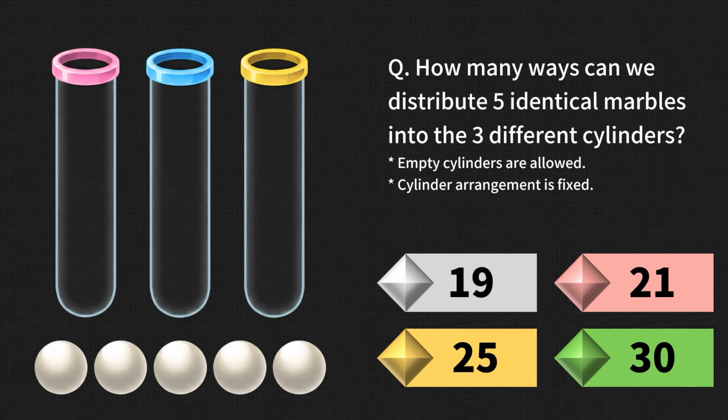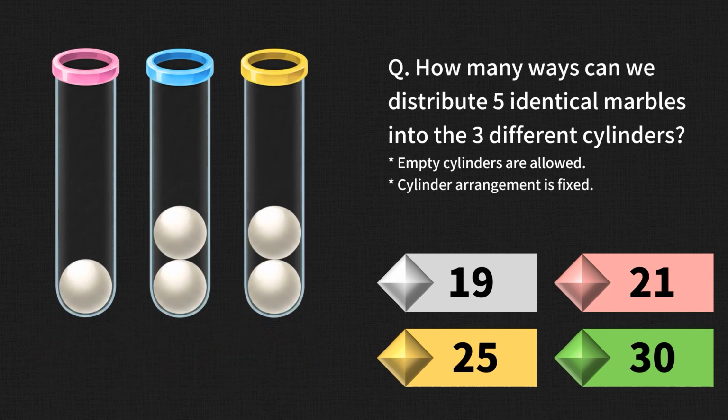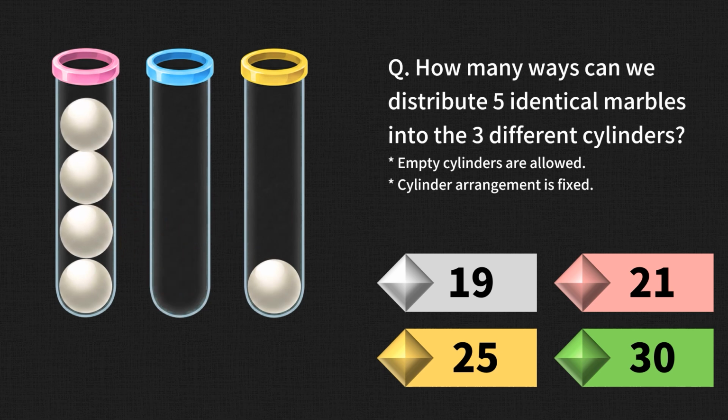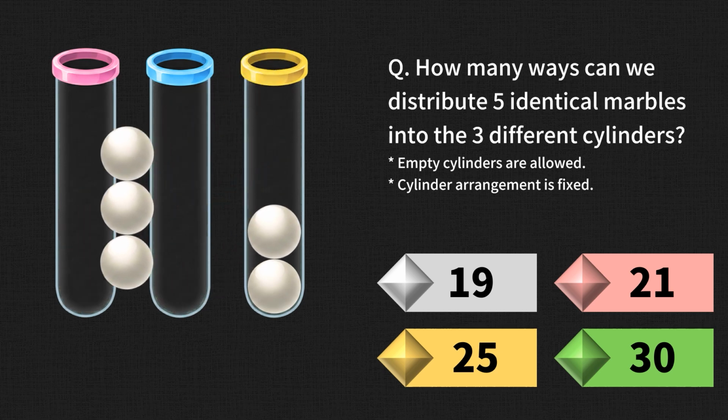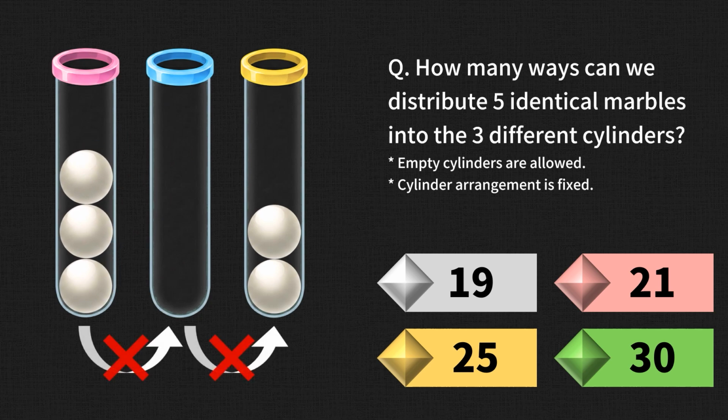Here is an interesting question for you. We have 3 distinct cylinders, one pink, one blue, and one yellow. Along with them, we have 5 identical white marbles. How many ways can we distribute these marbles into the cylinders? It is perfectly fine if some cylinders stay empty and the arrangement of the cylinders is fixed. How would you find the answer?